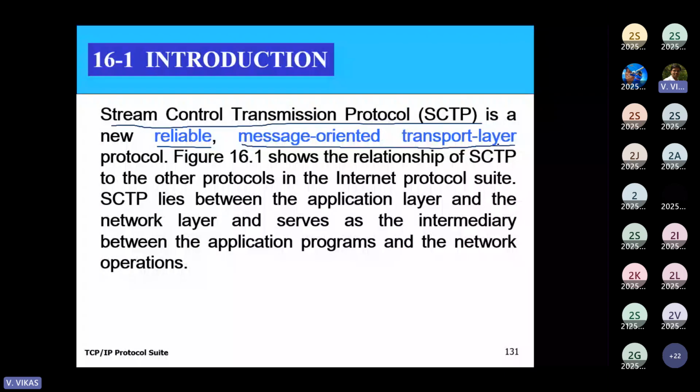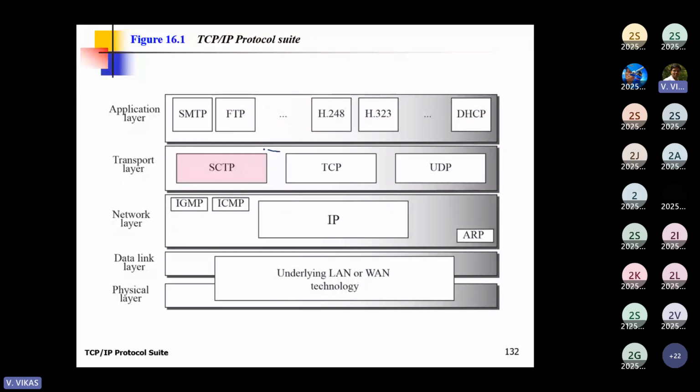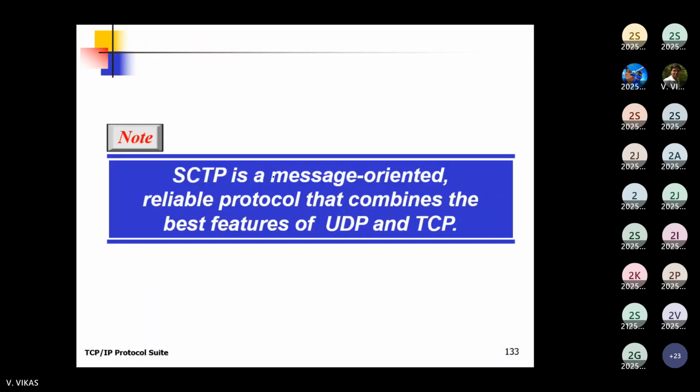So when I say SCTP is a reliable message-oriented transport protocol, you need to understand this is going to consider the best features of TCP and the best features of UDP. We will show a figure which talks about the relationship. You can see here SCTP lies along with TCP and UDP within the transport layer. SCTP is a message-oriented, reliable protocol that combines the best features of UDP and TCP.